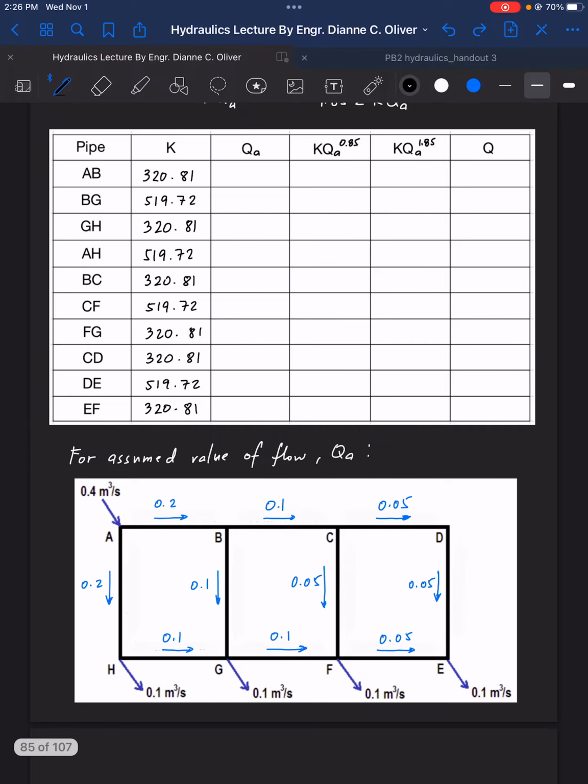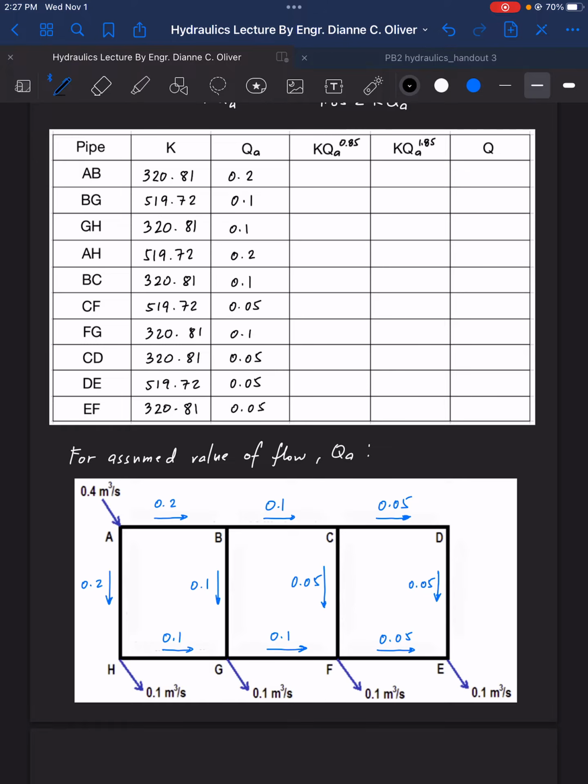So we will put that in our table. For AB, we have an assumed flow of 0.2 cubic meter per second. For BG, we have 0.1. For GH, we have 0.1. For AH, we have 0.2. For BC, we have 0.1. For CF, we have 0.05. FG, 0.1. CD, 0.05. DE, 0.05. And then EF of 0.05. So these are the assumed values.